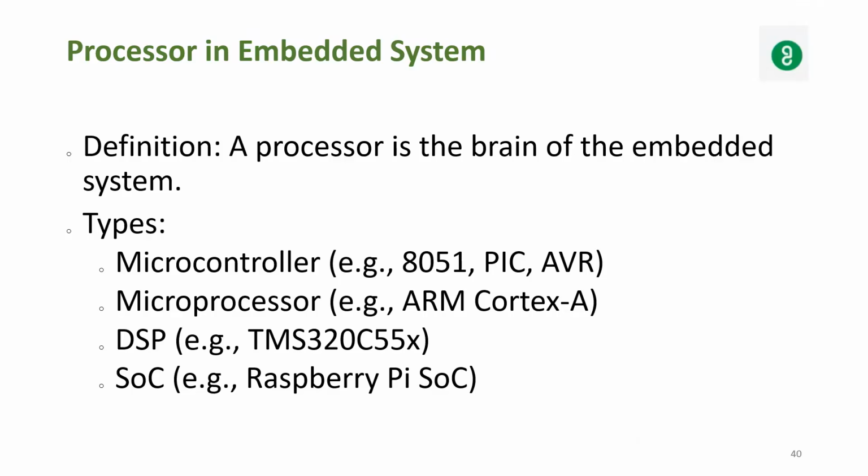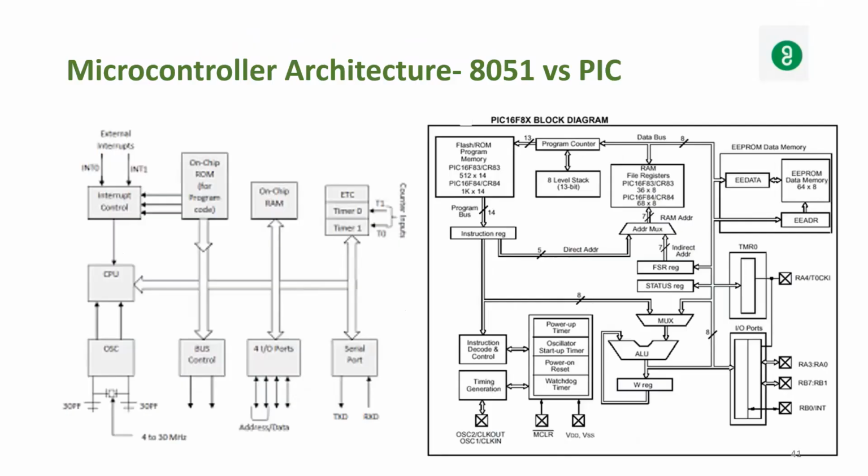In the case of DSP processors, the TMS320C55x is used. In the case of system on chip, a simple example is Raspberry Pi. It works as a mini computer, with less price. That is the advantage of Raspberry Pi. Okay. Let us discuss the 8051 microcontroller versus the PIC.